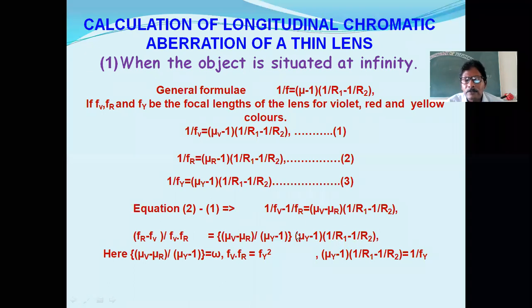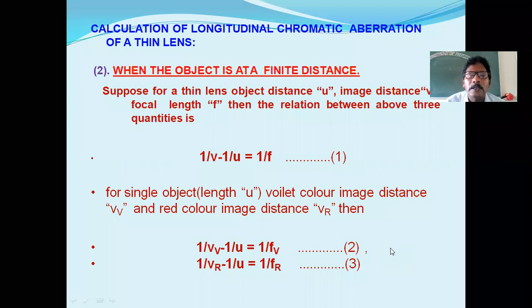And in the place of mu y minus 1 into 1 by r1 minus 1 by r2, we write 1 by fy. Since in the place of fv into fr, we write fy square, one fy is cancelled. So finally, we are left with fr minus fv. So here the final equation is missed, I think.